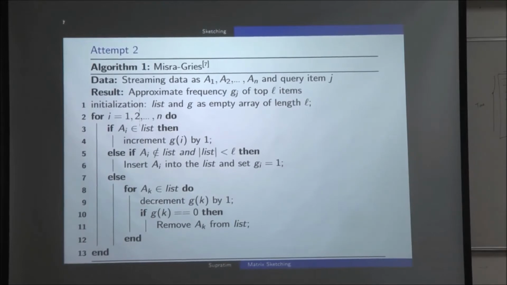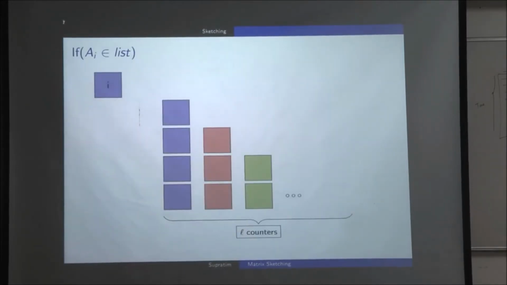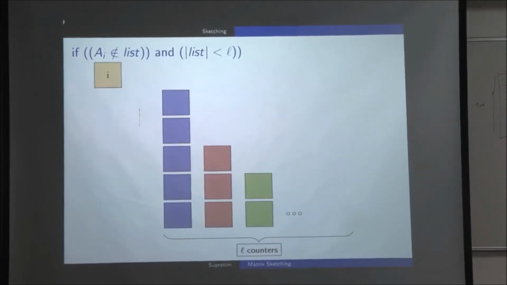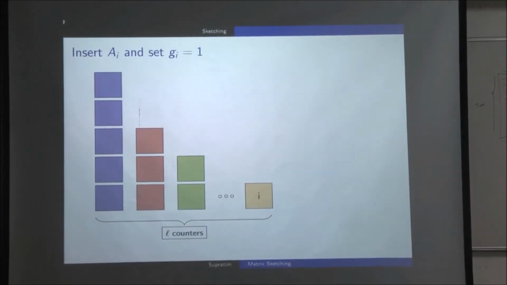Okay. So to understand it more clearly, let us see an example. Let's say this is one of the timestamps where we have got an item Ai, and Ai is present in the list. So what we will do is simply add it to our counter, that is, we are just incrementing the counter value. Now if the item is not present and the list is not equal to L, we will simply add this item over here and set the count value to 1. That is what we are doing here.